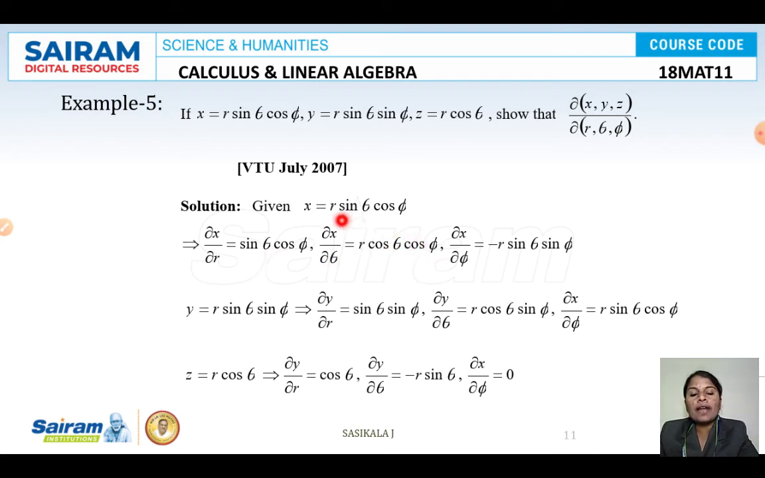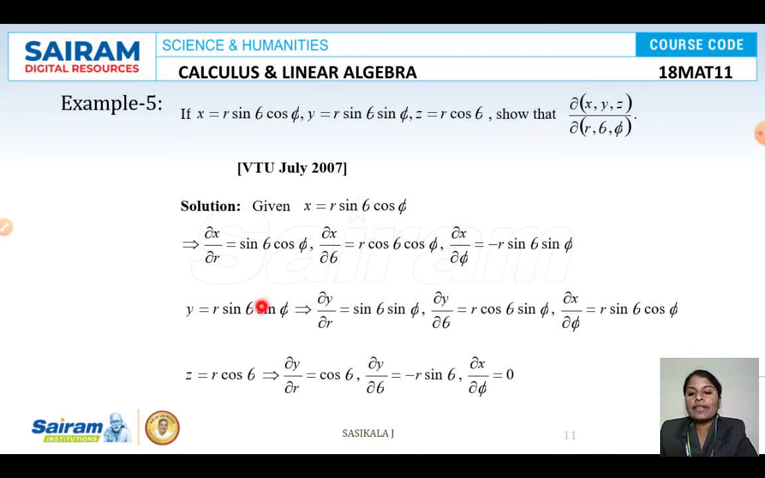With respect to r it will be 1, the remaining treated as a constant, so I'll get sin theta cos phi. Next, dou x by dou theta. What is that? r cos theta will be a constant, sin theta will become cos theta. Next one, cos phi will become minus sin phi, so I'll get minus r sin theta as a constant, and the differentiation of cos phi gives sin phi.